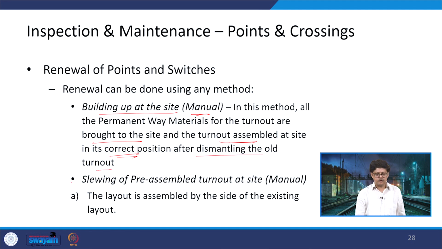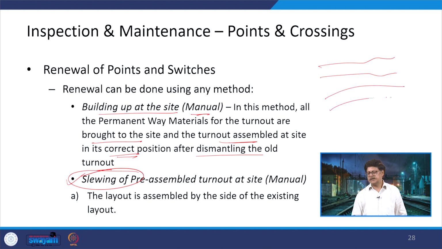The other one is the slewing of the pre-assembled turnout at site. In the case of the realignment of the track, we discussed this slewing. And what was this slewing? We had a track which has gone into some variations. If those variations are there in the track with respect to the chord, we try to identify them, we have a proposed versine versus the existing versines, and we did some calculations there.